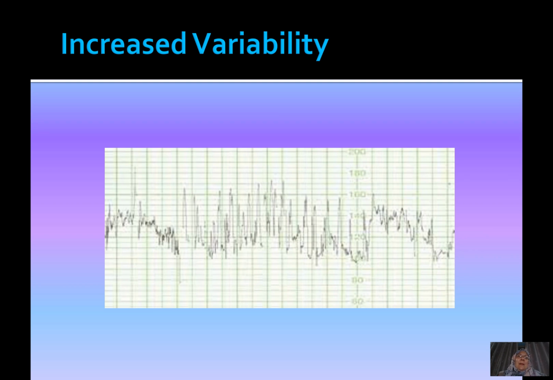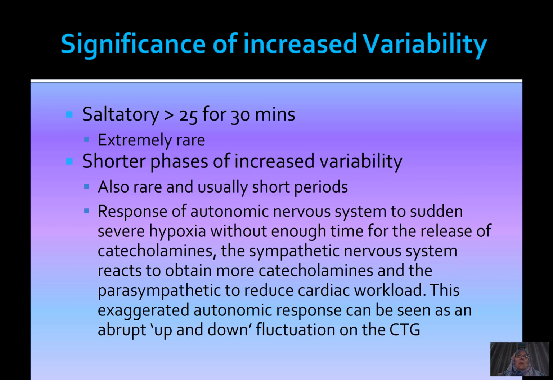Increased variability, on the other hand, is if the variability is above 25. This is a very rare finding. Sometimes you find this increased variability for a brief period of time, but only if it's lasting longer than 30 minutes is the trace called a saltatory CTG. However, a saltatory CTG is extremely rare. Some publications say it probably does not exist.